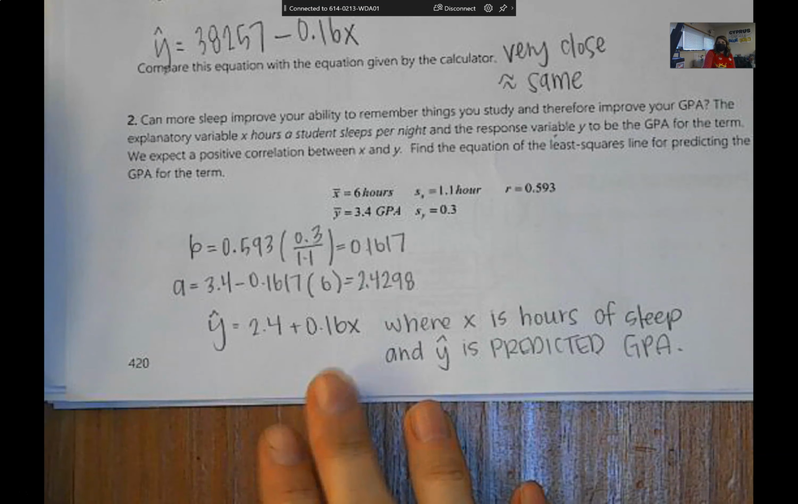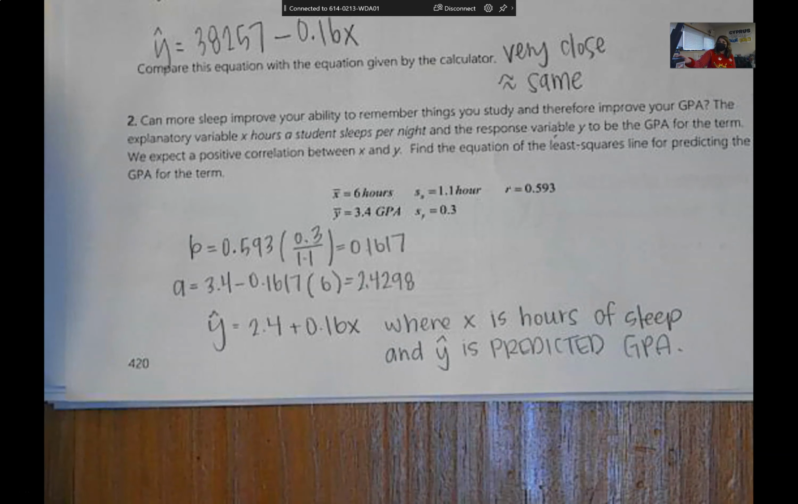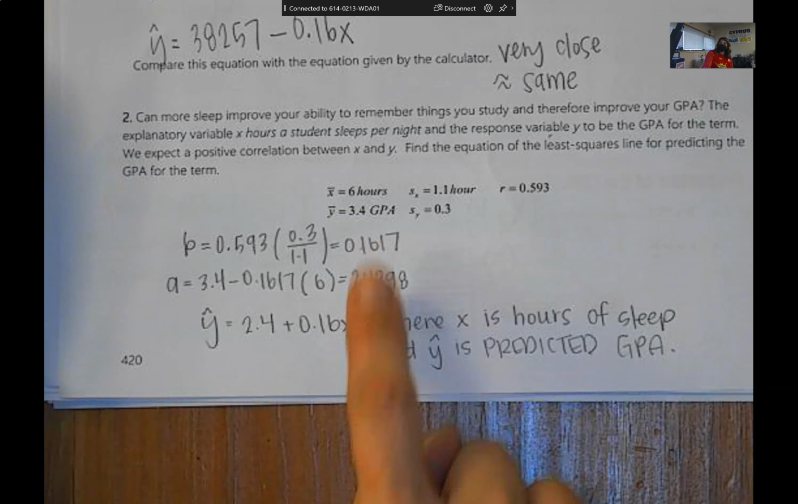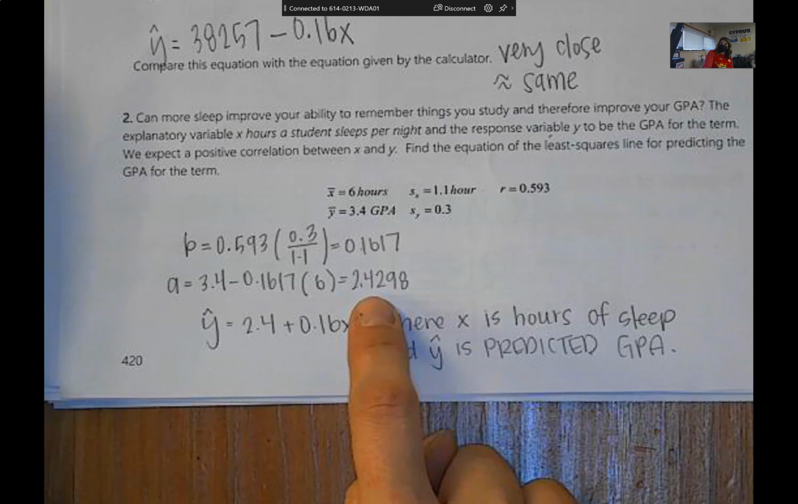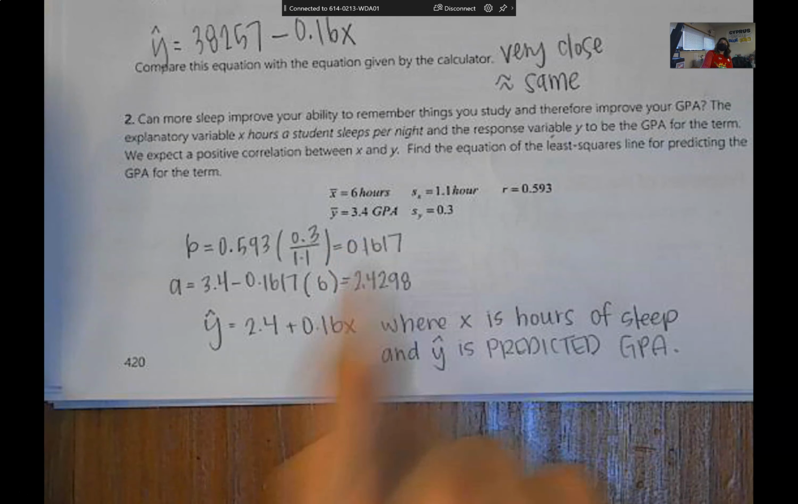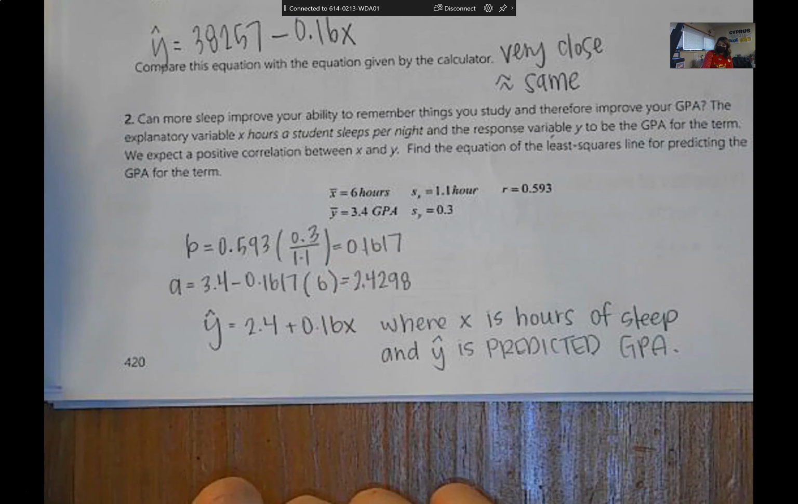Okay, I have 2.4 plus 0.16, where X is hours of sleep and Y hat is predicted GPA. You could have left it with all these decimals and gotten 100%. So 2.4298 plus 0.1617X. So not too bad, right? We actually get to do math. I'm glad we get to do math.